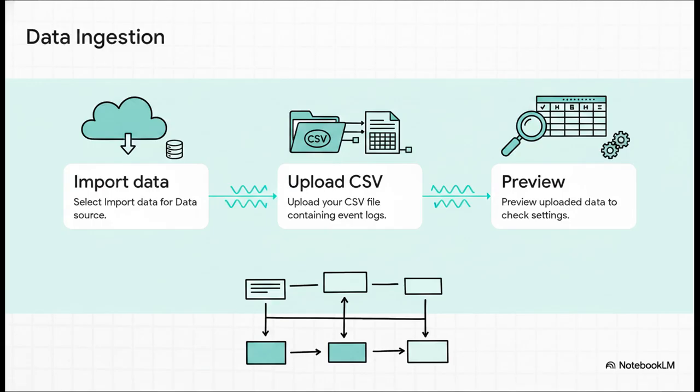Once you're authenticated, you literally just preview the uploaded data to make sure your columns and rows look right. And honestly, Power Automate is pretty smart. It usually detects the right settings, like commas for delimiters, totally automatically.